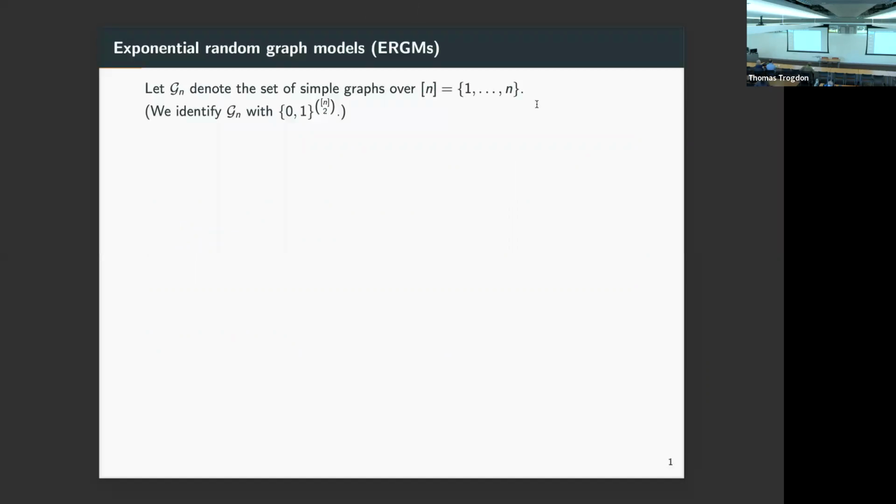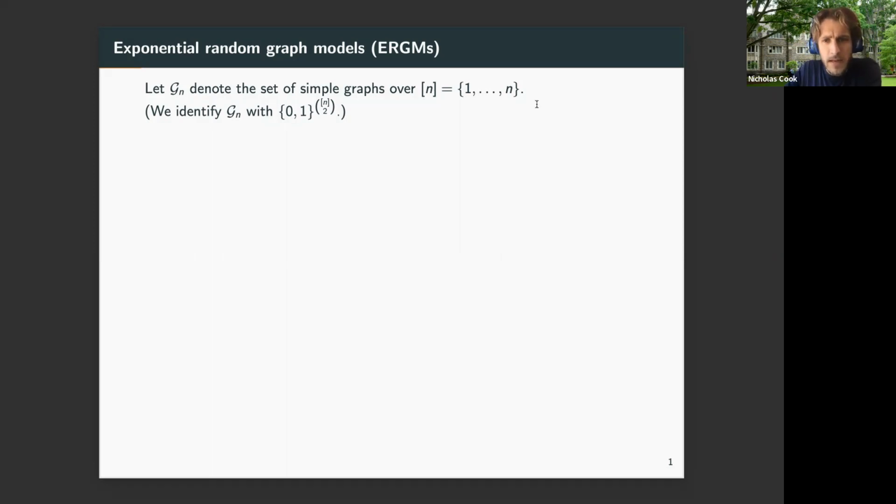Okay, so what is an exponential random graph model? This is a class of measures on finite graphs of a given number of vertices. N is always going to be larger, going to infinity. And it's a family of generalizations of the Erdős Rényi model.